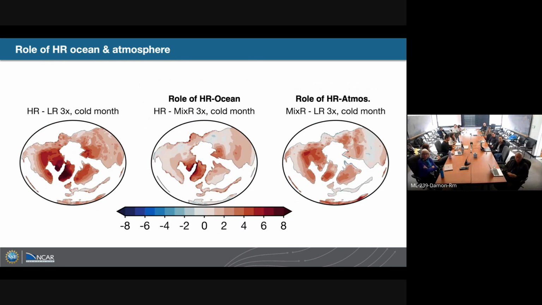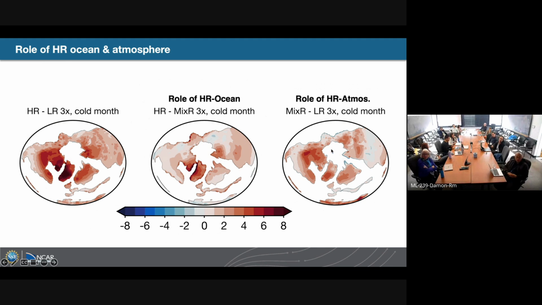Okay, next, let's move on to look at the cold month temperature. So again, the leftmost is high resolution minus low resolution. And in the middle, we have the contribution from a high resolution ocean. And you can see that the SST warming in high resolution can help to warm the coastal region. So I think that makes physical sense.